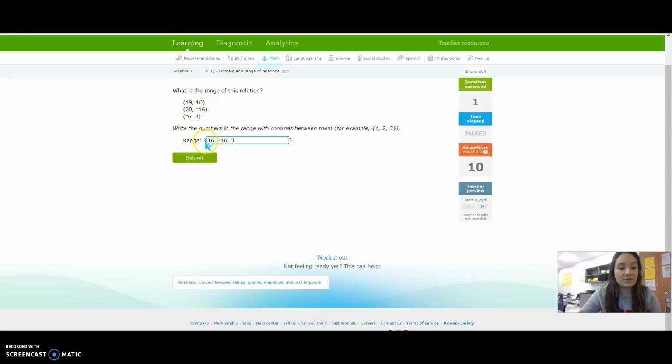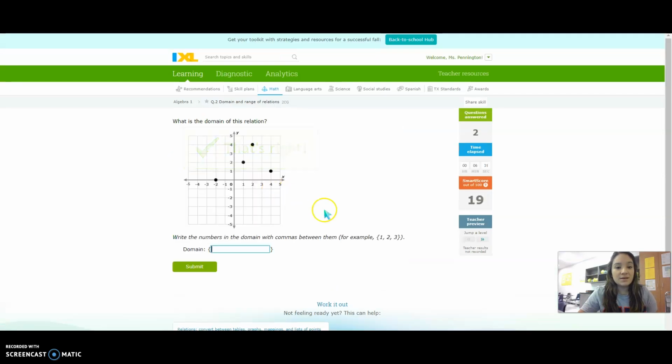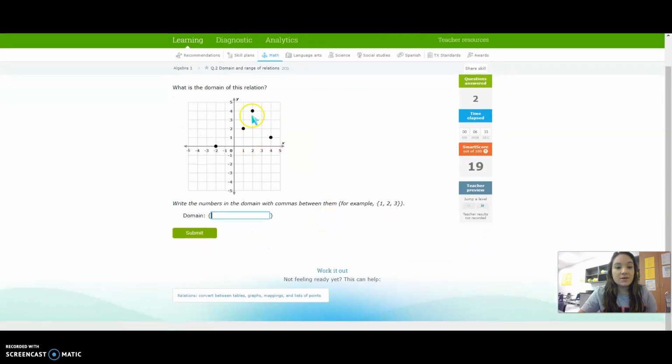So I would have my little squiggly lines there that they provided me, and then 16, -16, 3. I just type that in, hit submit, and they're going to give us another example. So this one is just like the first one. It says, what is the domain? The domain, that's the X value, remember?